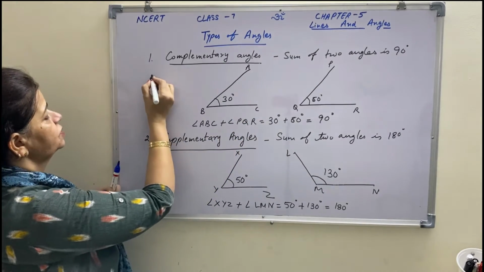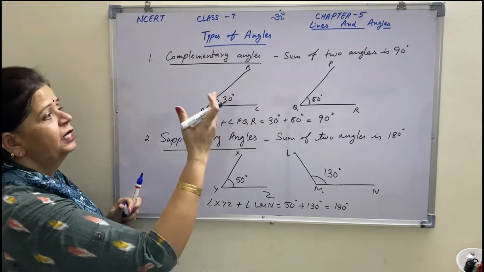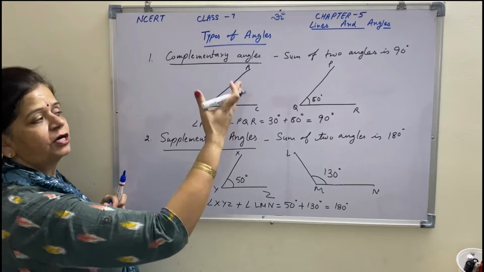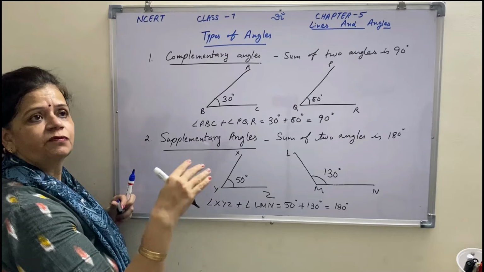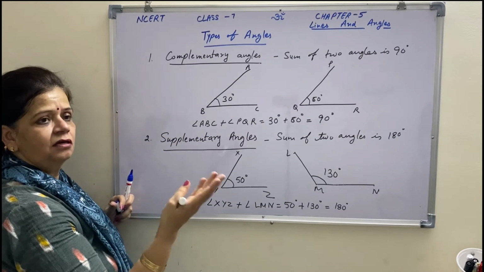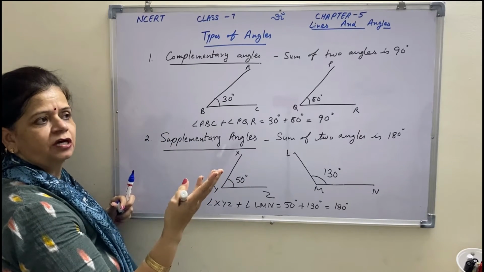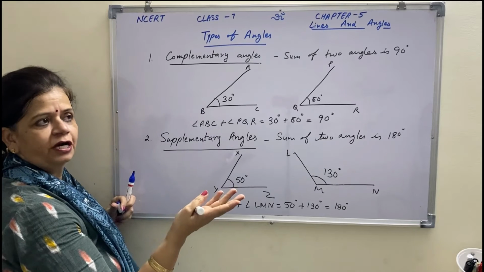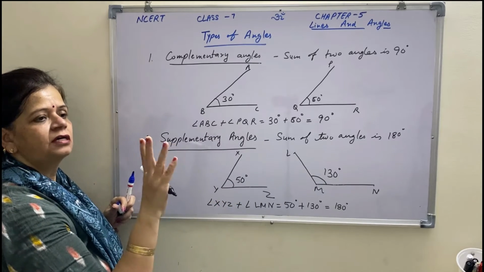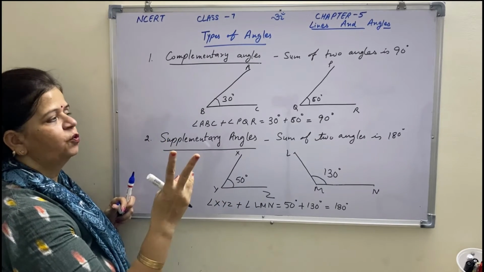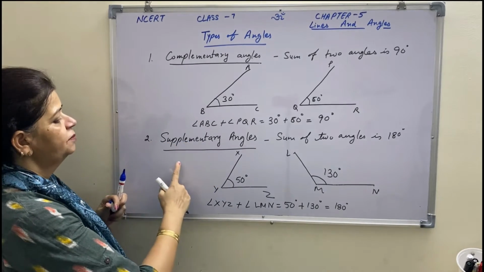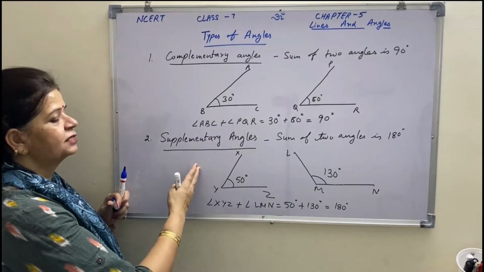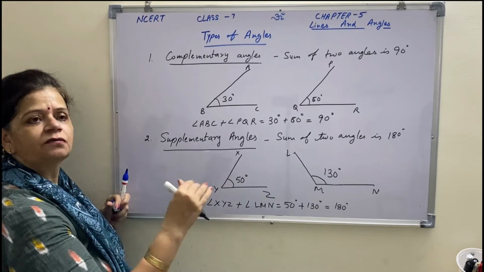Suppose they ask what is the complement of 40 degrees, you subtract 90 minus 40, the answer is 50 degrees. Suppose we have two angles which are complementary and equal in measure, then what will be the measure of each angle? 90 degrees is the sum, divide into two equal parts, so each one is 45 degrees.